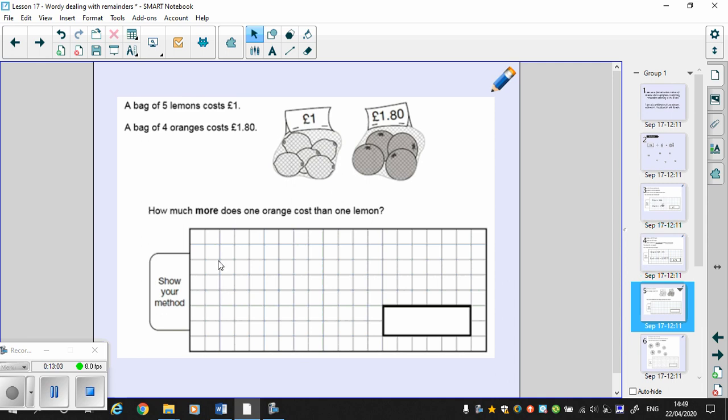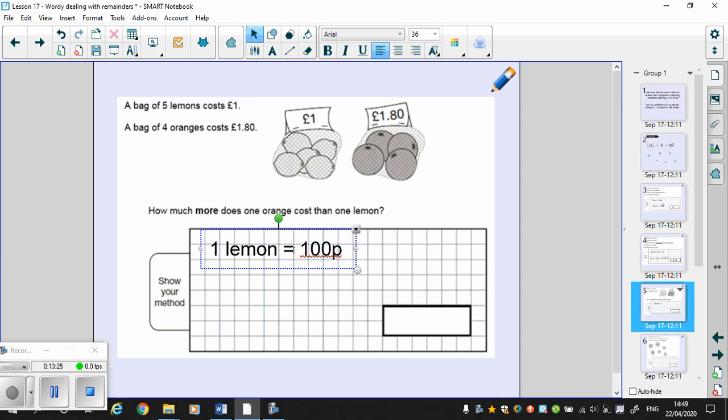Welcome back. So let's work out the cost of 1 lemon first of all. 1 lemon is going to be equal to £1 divided by 5. It would make an awful lot more sense if we don't think of it as £1, but we think of it as 100 pence. So we have got to do 100 pence divided by 5, and if we work that out we will get 20 pence.